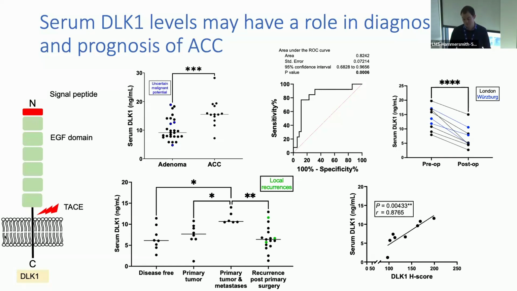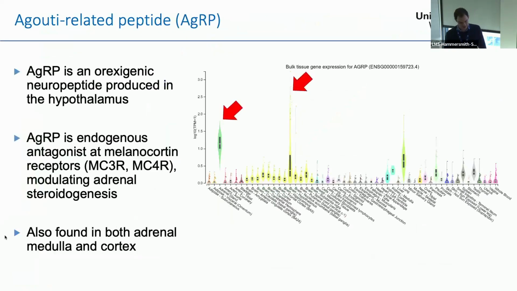And I will talk about what we will be asking for at the end while I introduce the protein that I know much less about, which is being studied in Würzburg. So this is agouti-related peptide, which people might know from obesity. This is an orexigenic neuropeptide, which is produced in the hypothalamus, and it's an endogenous antagonist of the melanocortin receptors.